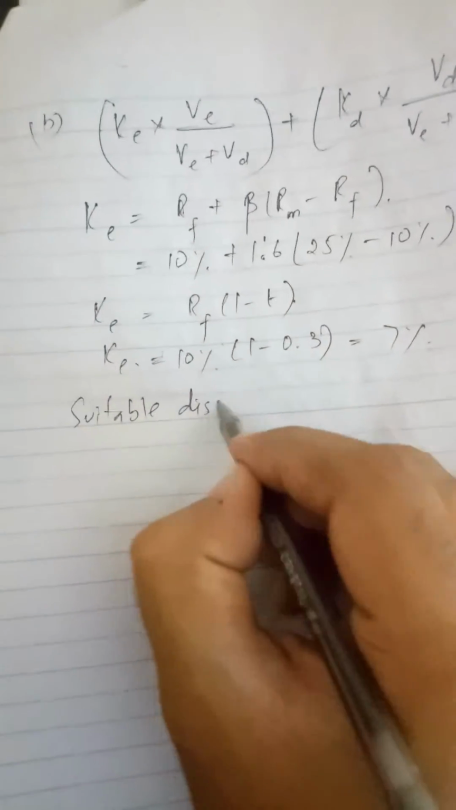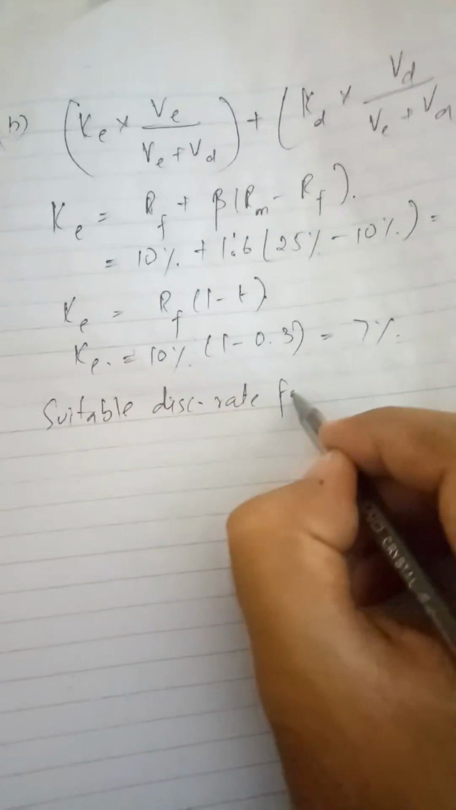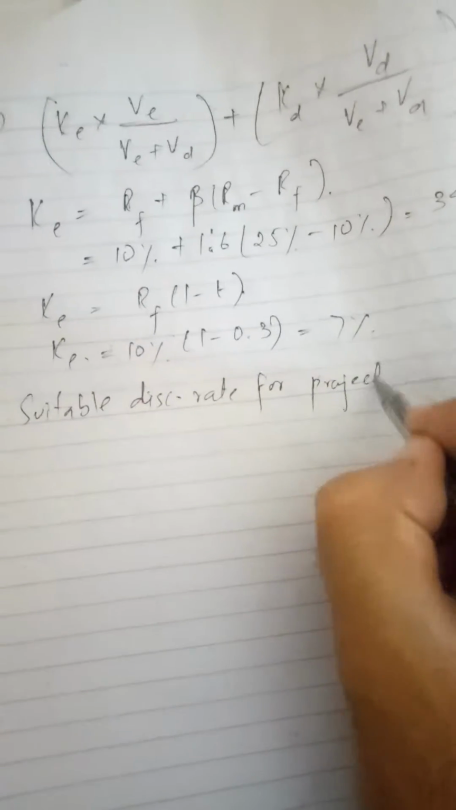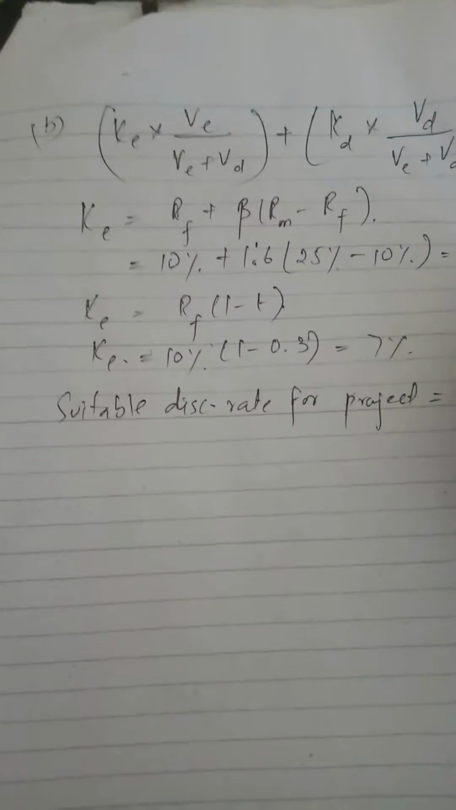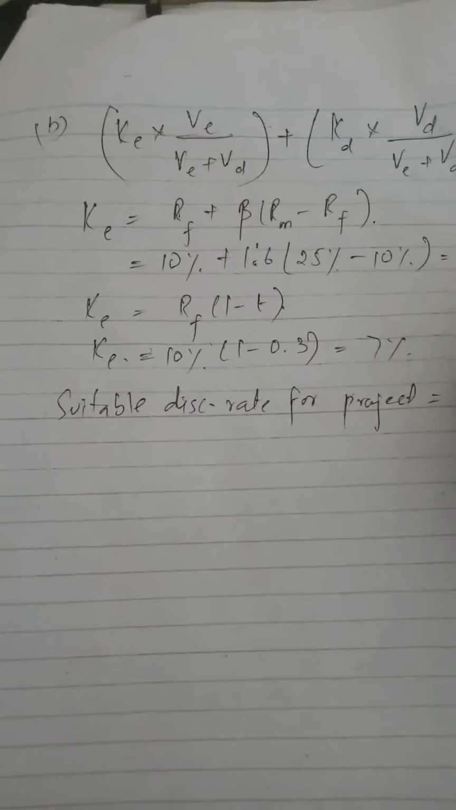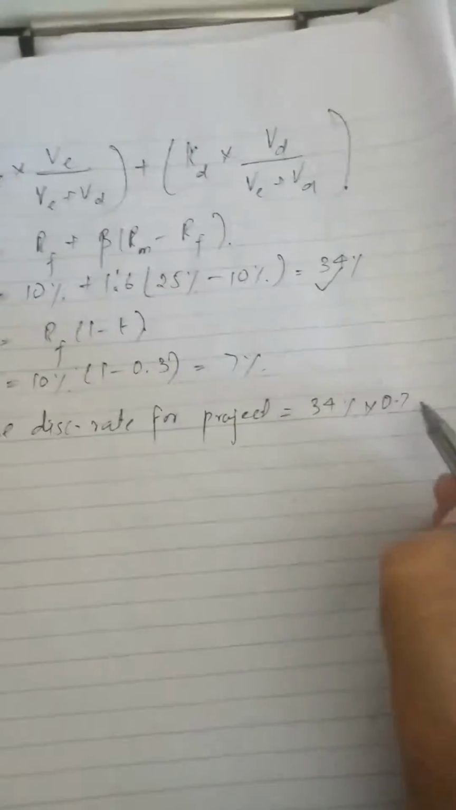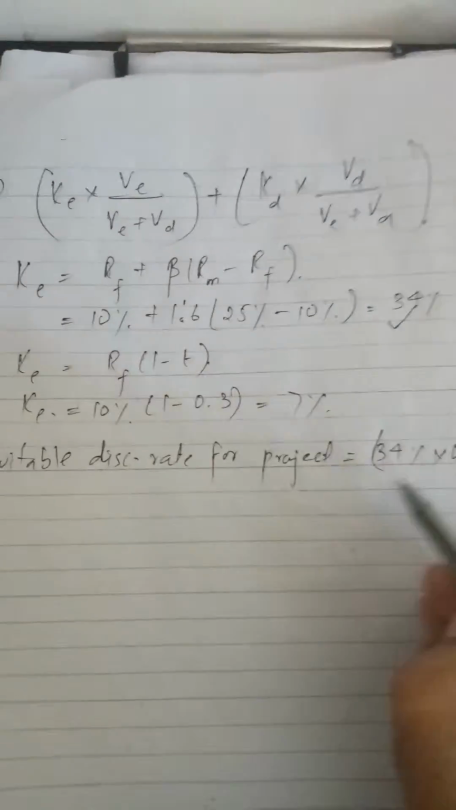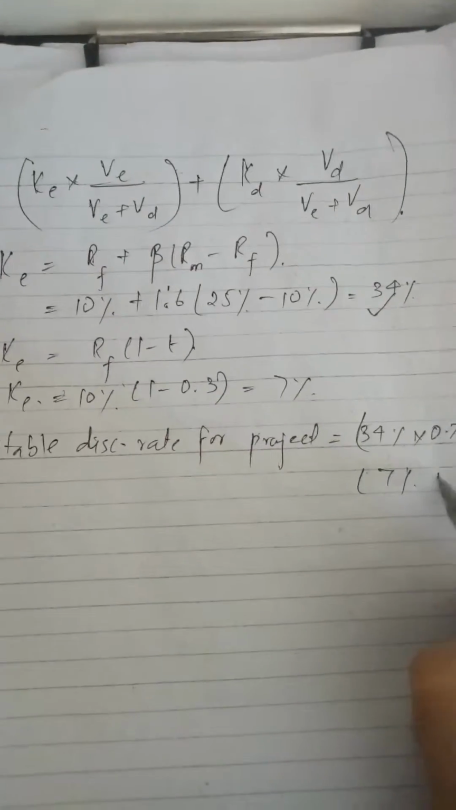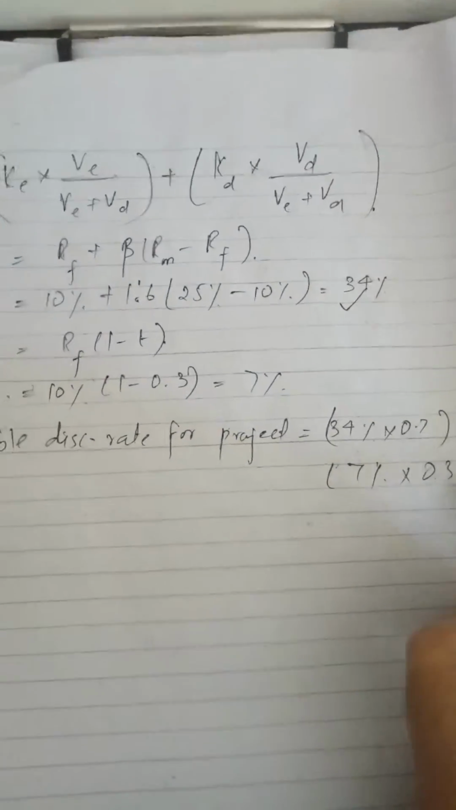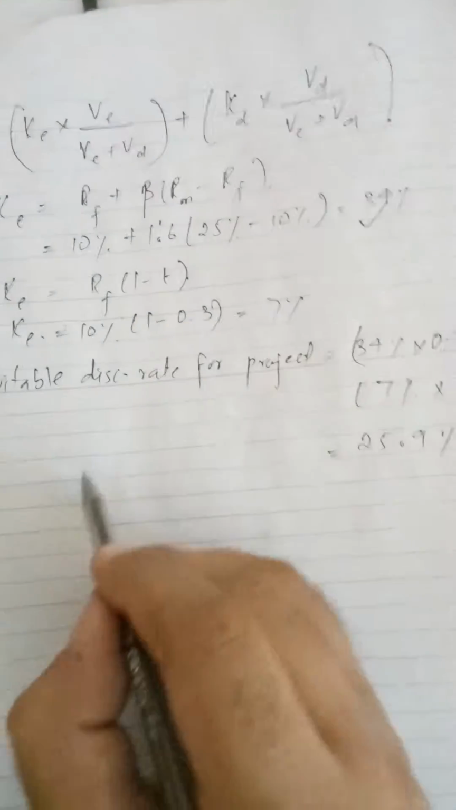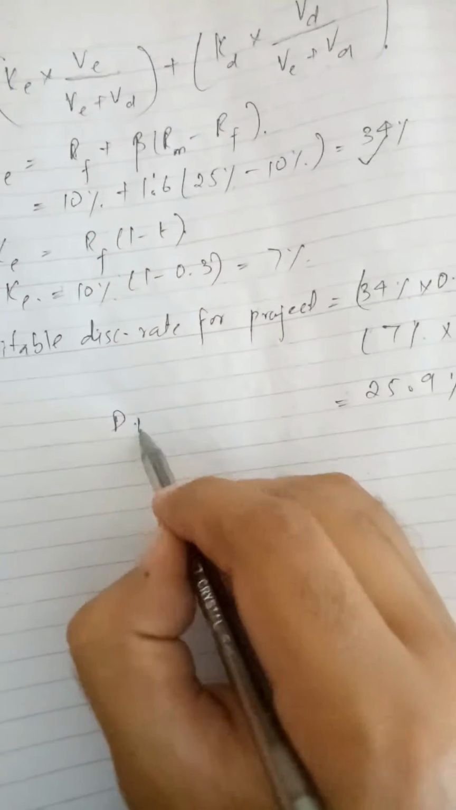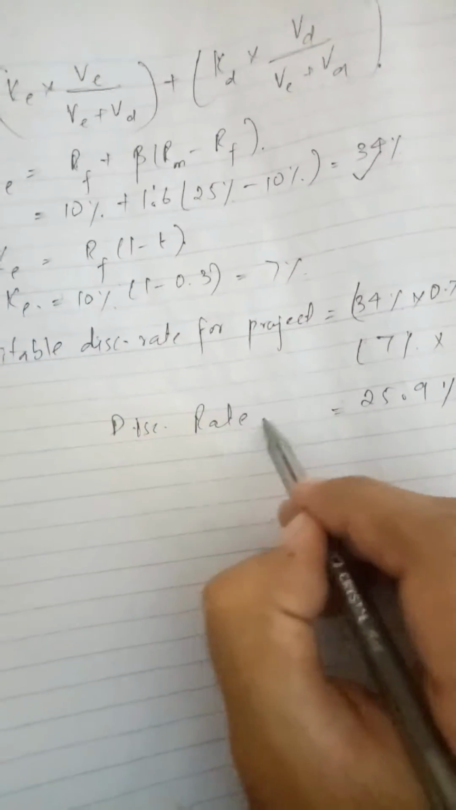The suitable discount rate for the project would be 34%, this one, the cost of equity, multiplied by the proportion, which is 70%, 0.7, plus 7% multiplied by 0.3. So that would be a 25.9% discount rate.